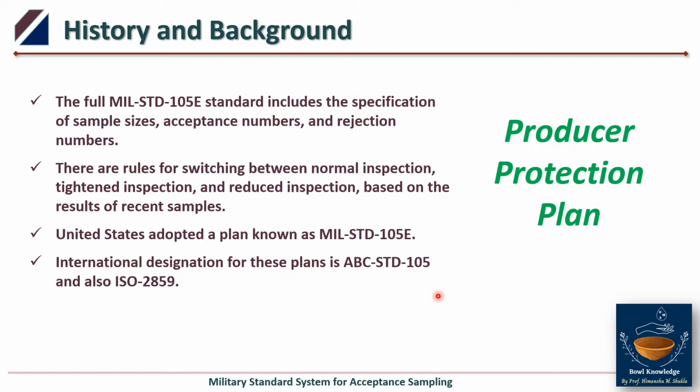So the United States adopted a plan which is known as MIL-STD-105E, and the international designation for this plan is ABC-STD-105, and it is also called ISO 2859. On the right, you can see this is the plan intended for maximum producer protection.